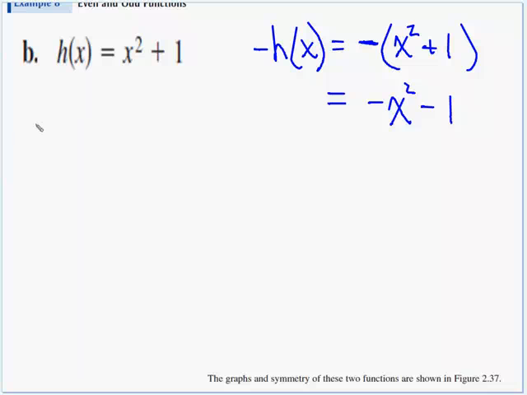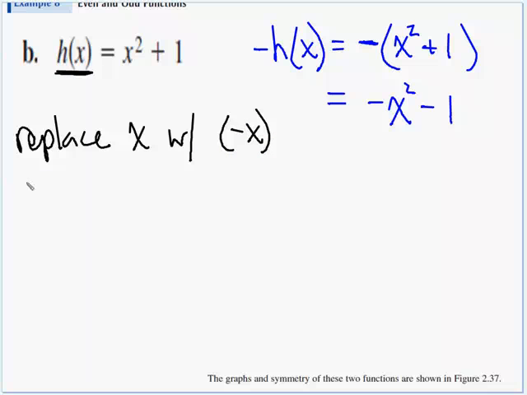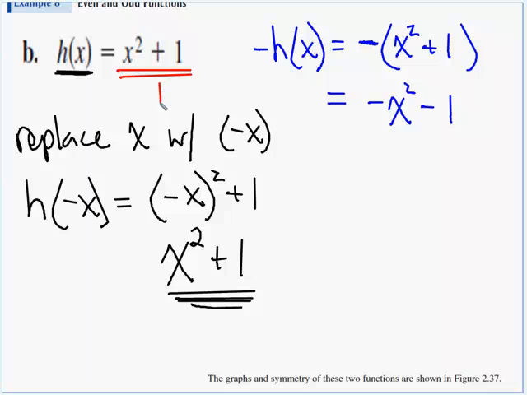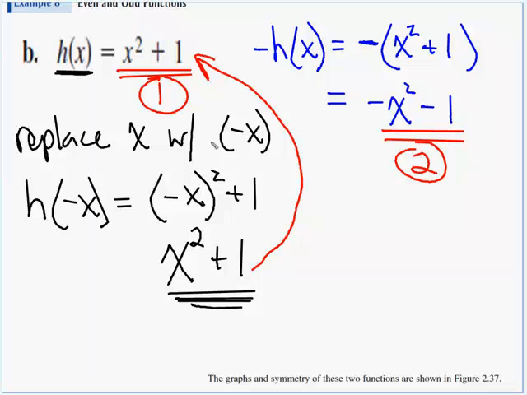So now time for the test. We are going to replace x with negative x. So here's my original function h of x. I'm going to put a negative x through the function. So that will be now a negative x, quantity squared plus 1. Well, negative x squared is a negative x times a negative x, or a positive x squared plus 1. Does that match option 1, the original function, or does that match option 2, the negated function? Well, it's obvious it does match the original function.